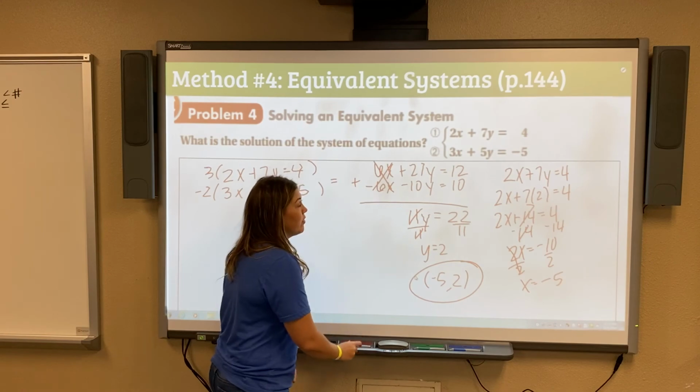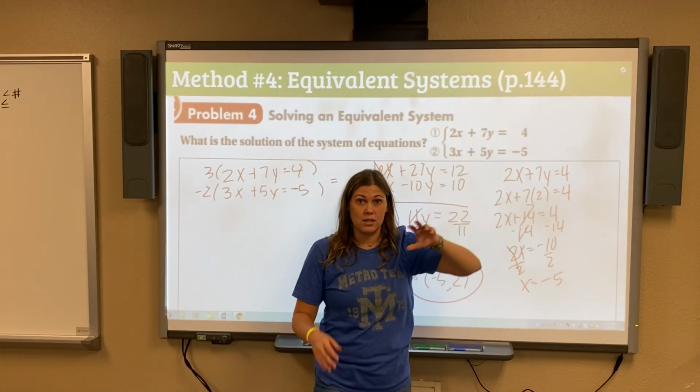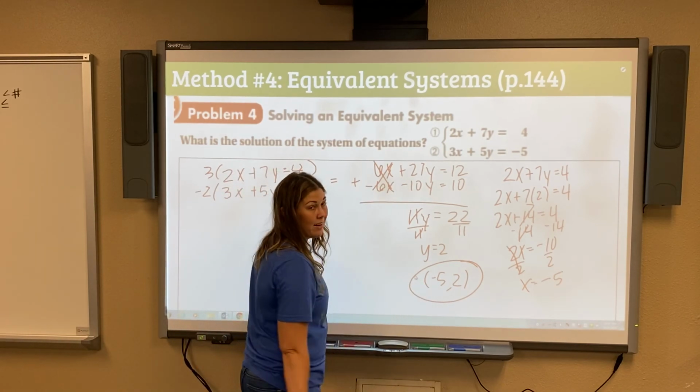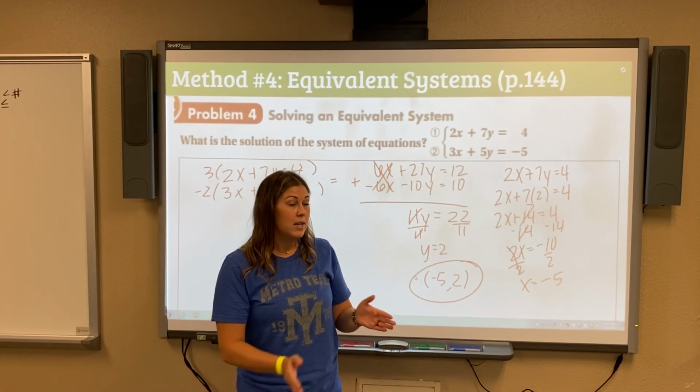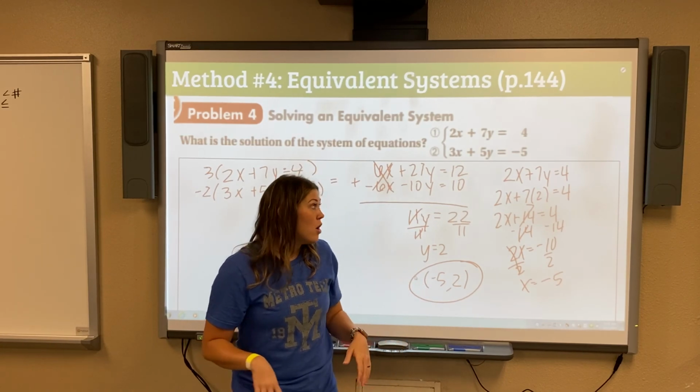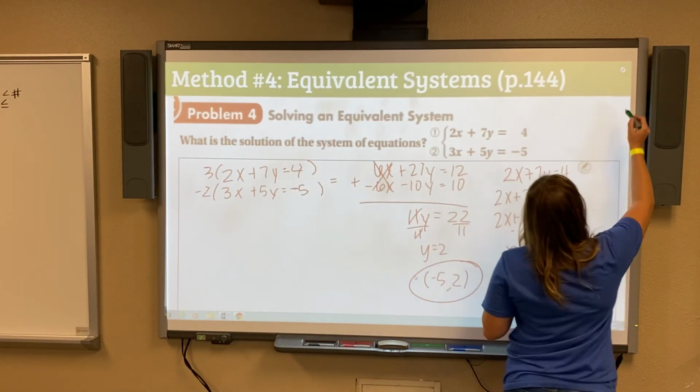If we were to graph these two lines on the same graph, they would intersect at the coordinate point negative 5, 2. So that is lesson 3.1 to 3.2. Hopefully that helps with what we're doing.